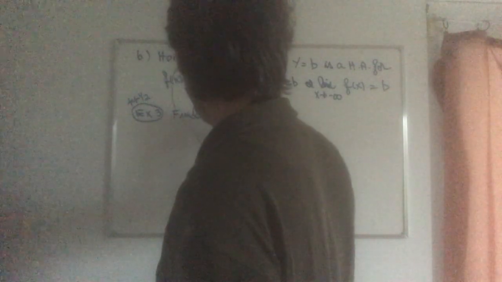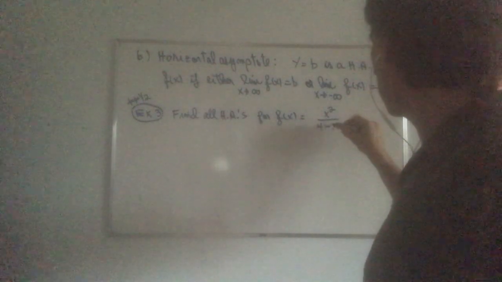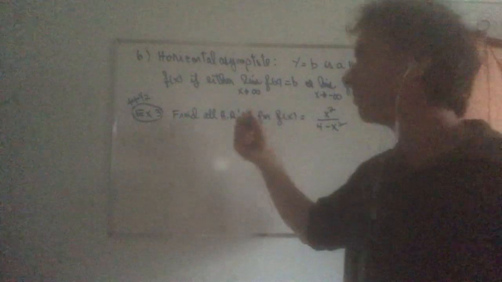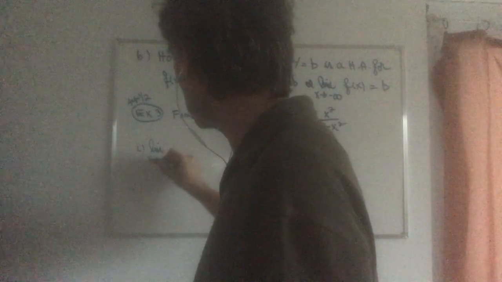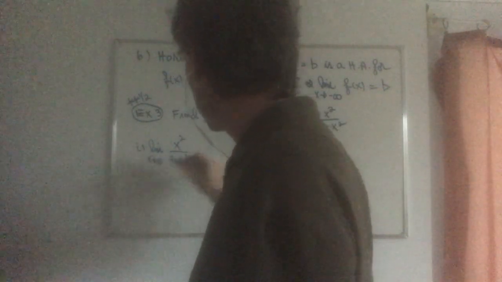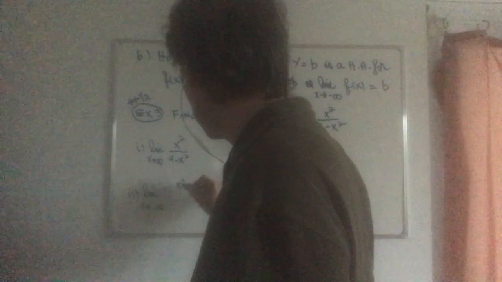Let's bring this to 2.5. Find all HAs for f of x is equal to, well, what about what we had before? x squared over 4 minus x squared. Okay, that's like example 1, but in example 1 we wanted the VAs, now we want the horizontal asymptote. So how do I do this? I need to actually perform two things. I need to perform limit as x goes to infinity of my function. And then when I'll be done, I will have to perform the limit as x goes to minus infinity of my function.